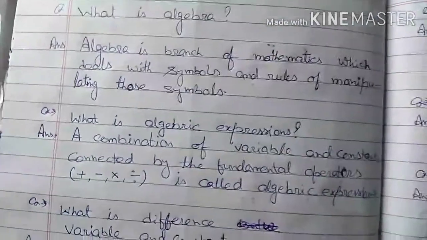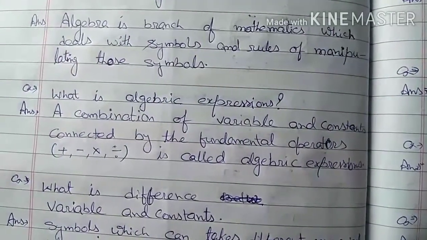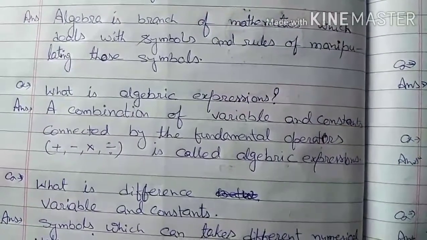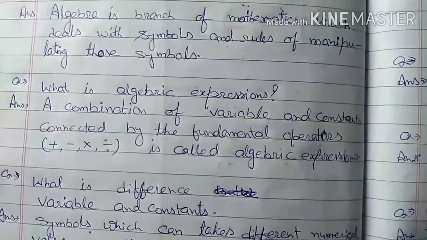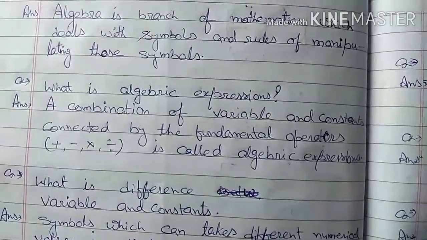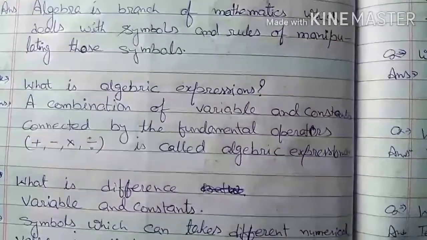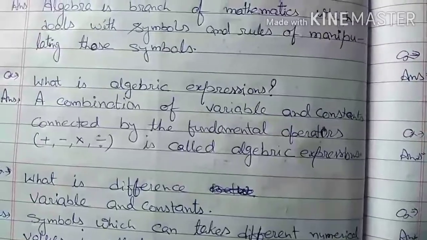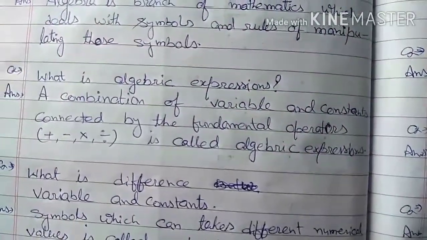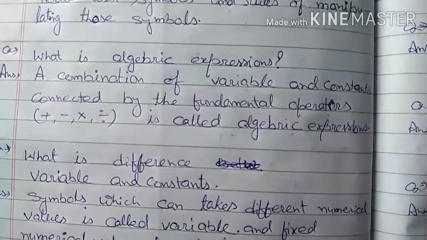A combination of variables and constants connected by the fundamental operators, where the fundamental operators are addition, subtraction, multiplication and division, is called an algebraic expression. The combination of variables and constants connected by the fundamental operators is called the algebraic expression.